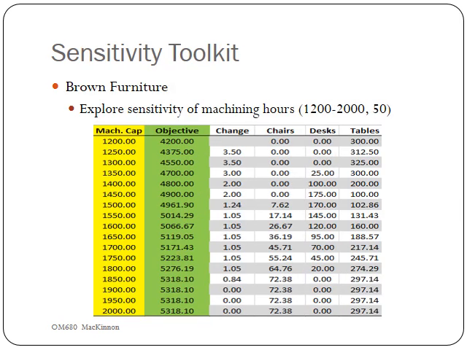So here we look at Brown Furniture again, and we do it by exploring the sensitivity of the machining hours constraint. And we vary it from 1,200 to 2,000 in 50 unit increments. And so as you can see, the objective increases for a certain time, and then it just levels out. The rate of change gradually goes down and it levels out. So as we saw with a previous example, the less scarce you make a resource, the less value it has.